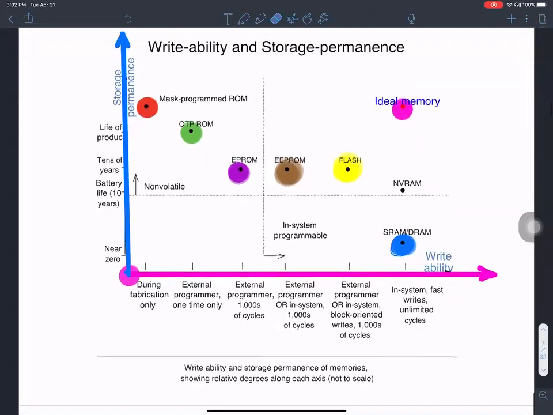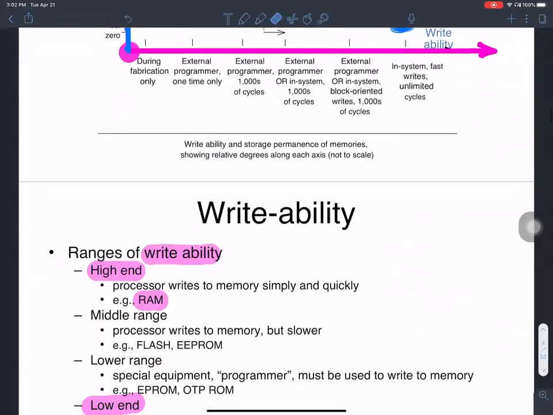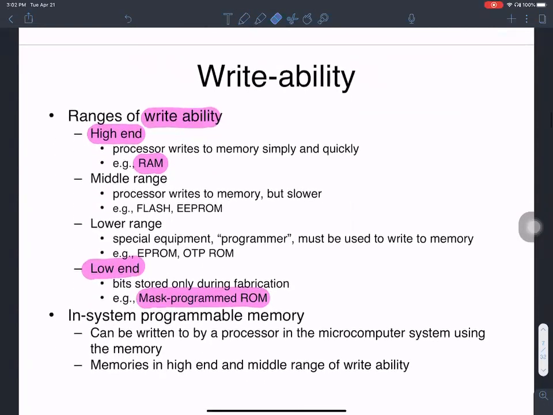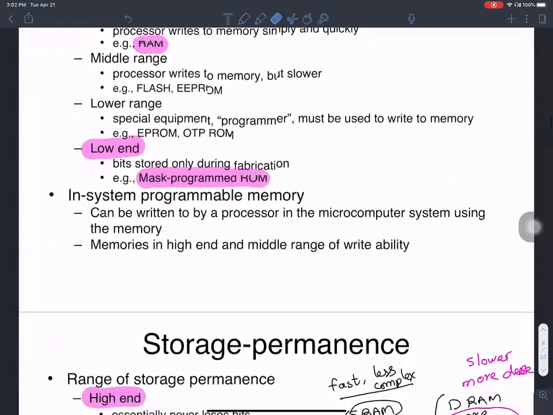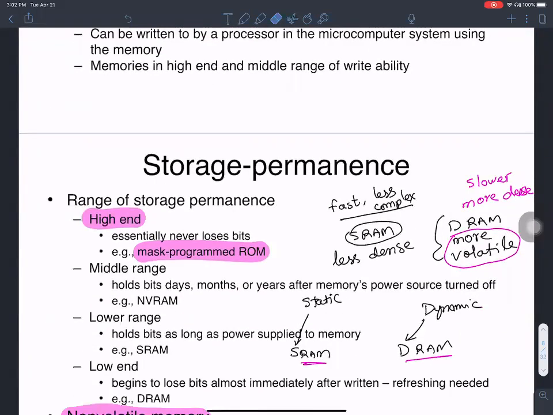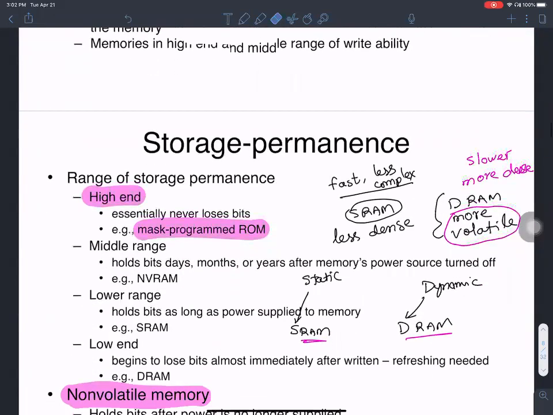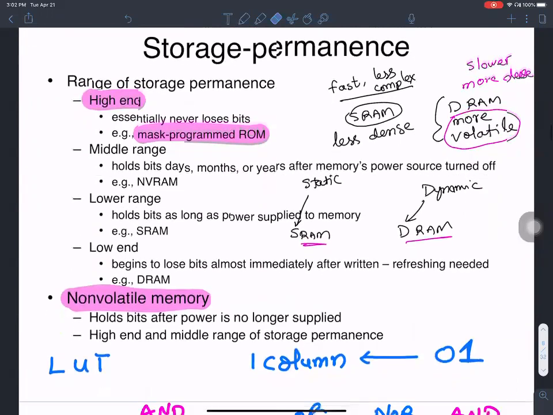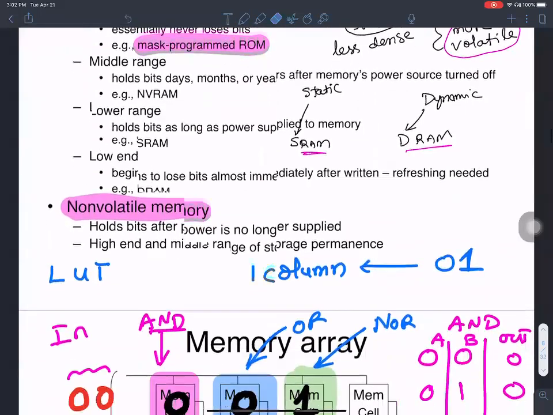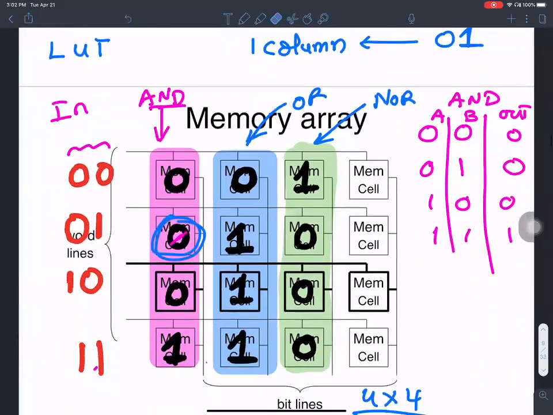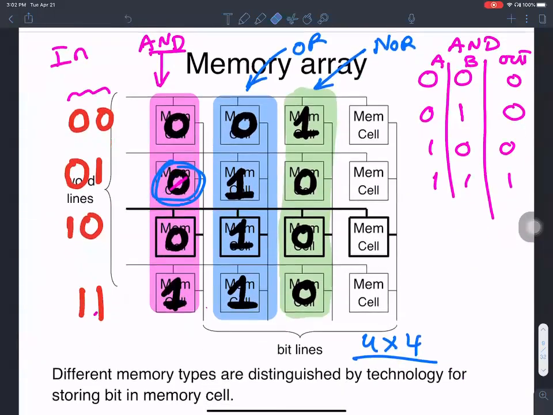Then we went on to talk about different metrics here in terms of a high end of writability, low end of storage permanence, so on and so forth. This is what we discussed in the last class. Then I showed you a technique where a 4 by 4 memory array can be used as a lookup table, and I'm going to elaborate on that today. We'll continue the discussion really quickly today.